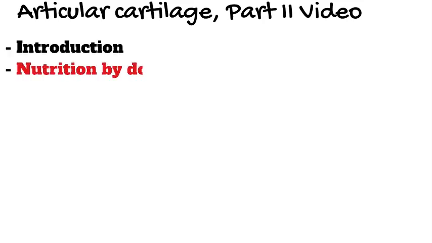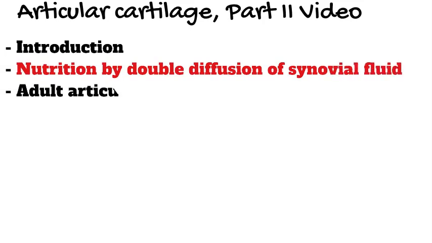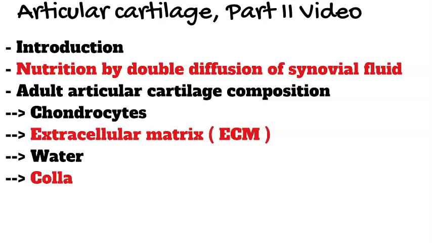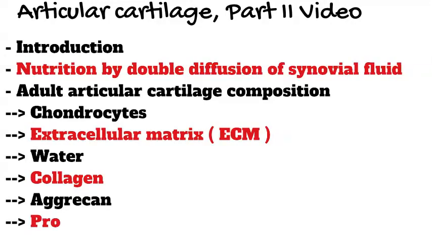Hello everyone, welcome back. Today I'll be covering articular cartilage, a part 2 video. Started off with an introduction, nutrition by double diffusion of synovial fluid. Adult articular cartilage composition include chondrocytes, extracellular matrix, ECM, water, collagen, aggrecan, proteoglycan. Now let's get started.